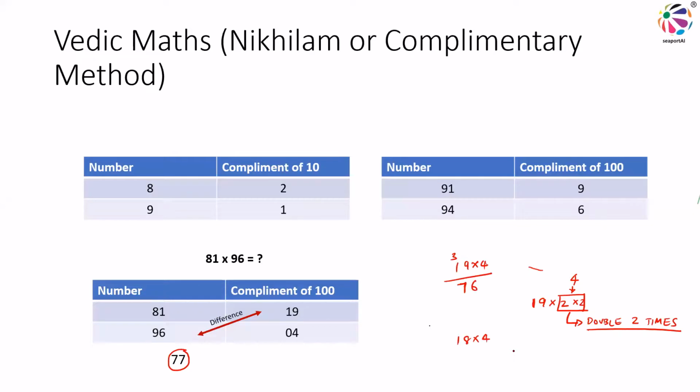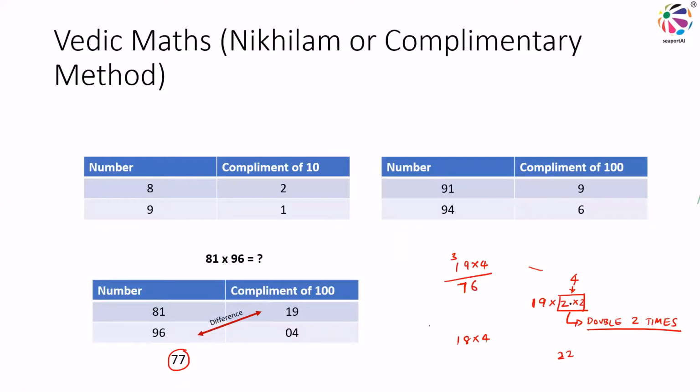72. Right? 72. How much is 22 into 4? 88. Right? 88. You all understand how to do it now? Yes, sir.